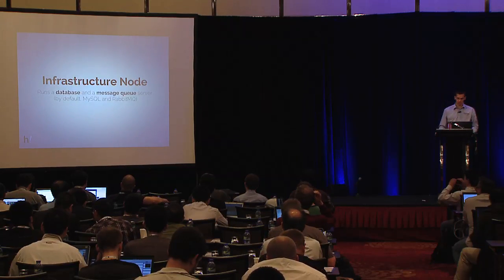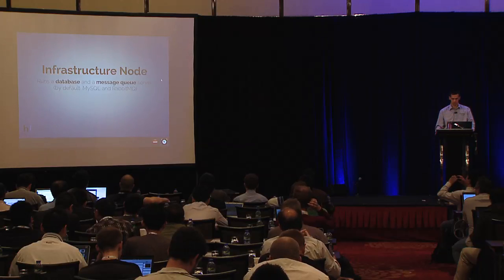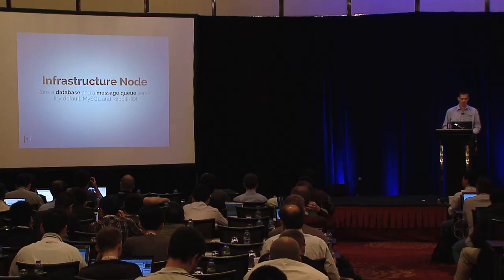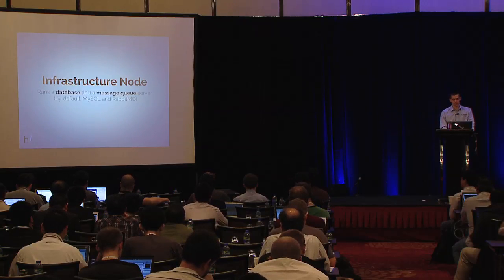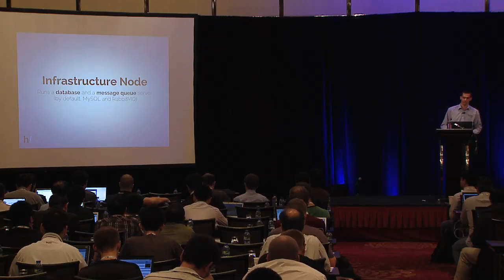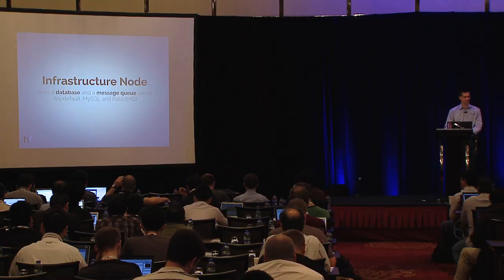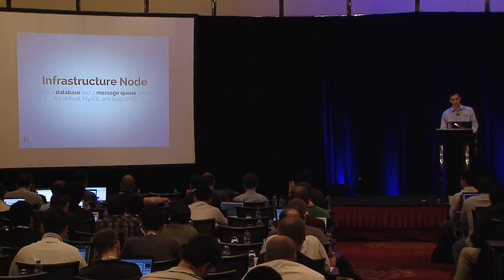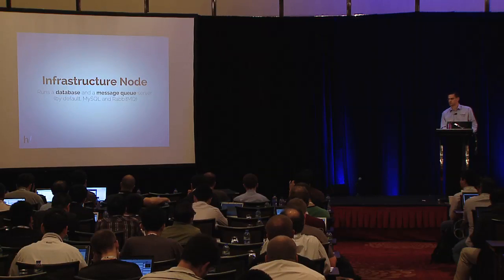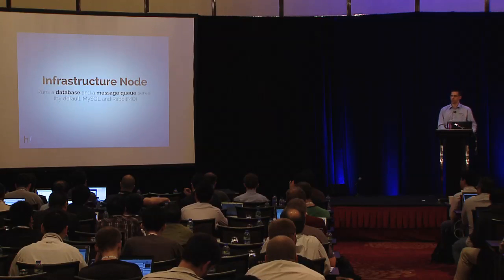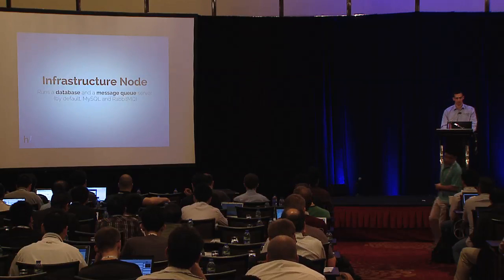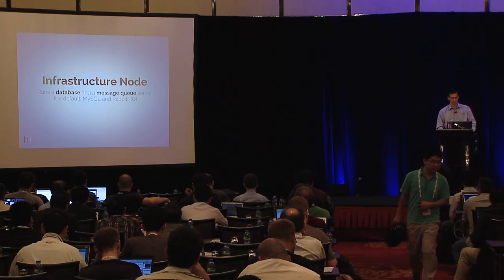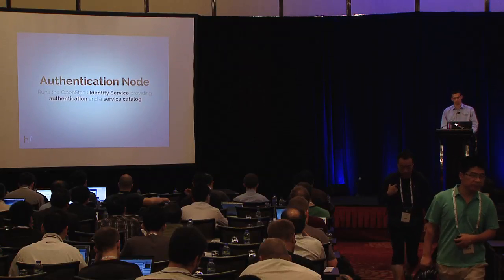One node role is what we call the infrastructure node. An infrastructure node runs a database, a relational database. Typically, this is MySQL, but it could also be Postgres, or theoretically, it could be any RDBMS that SQL Alchemy supports. And a message queue server, typically an AMQP server, typically RabbitMQ. There are other options as well. We can run Apache Qpid. We can run ZeroMQ. But by and large and by default, it's usually RabbitMQ. This is also what we're going to be deploying in this tutorial today.